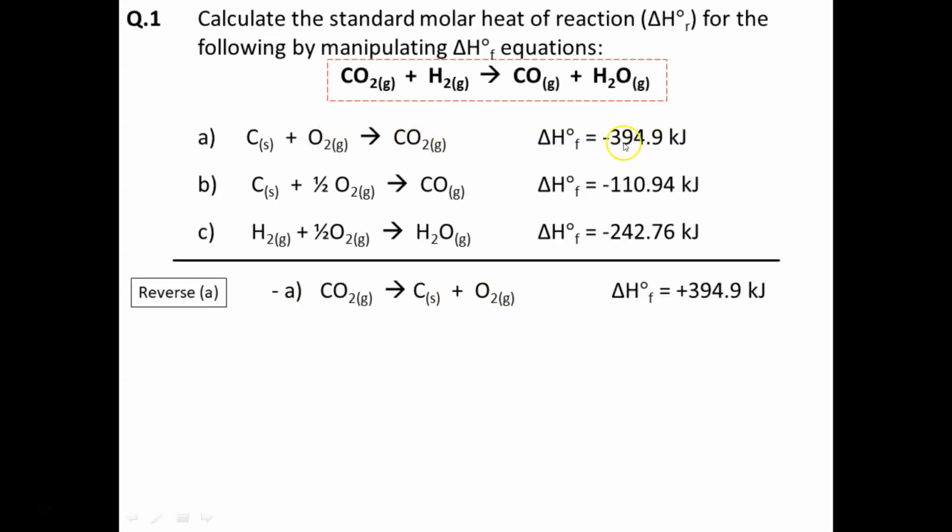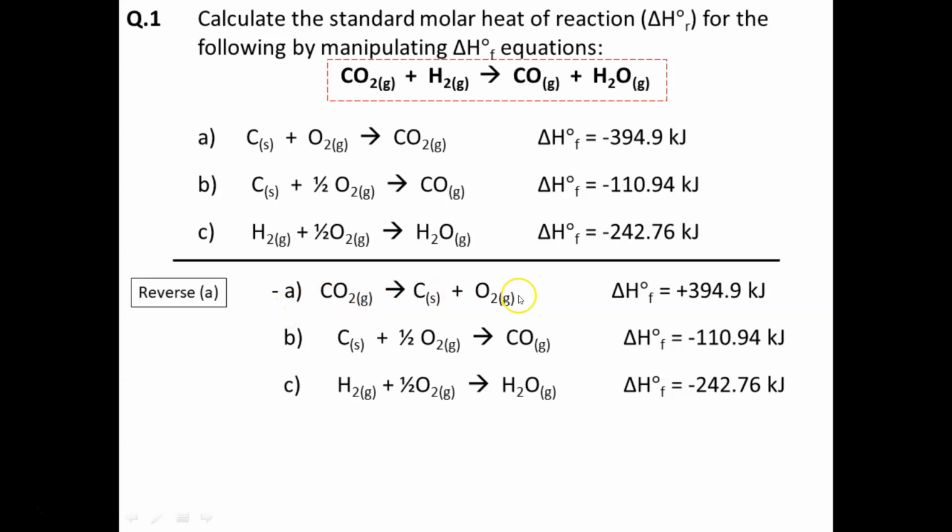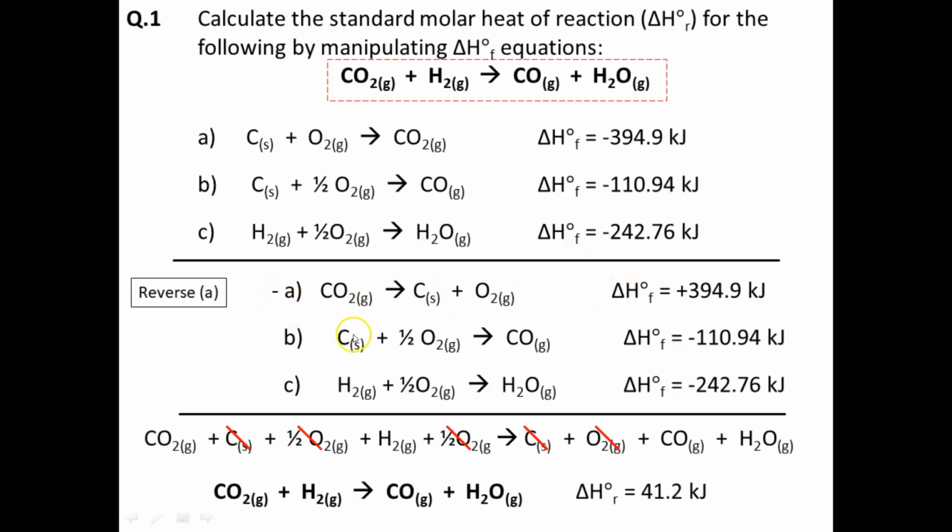In so doing, this negative enthalpy value becomes a positive enthalpy value. Now the carbon monoxide is on the product side, so that's fine, and it also has a coefficient of 1, so there's no need to manipulate this equation any further. The same goes for equation C. The water is on the product side, and it has a coefficient of 1, so that's fine as well. So only equation A required manipulation. Adding the equations together and canceling out things that appear on both sides, we get the target equation here, and adding up the enthalpy values, we get a total of 41.2 kilojoules.